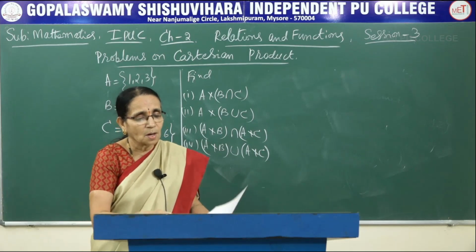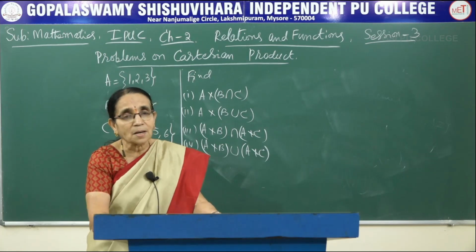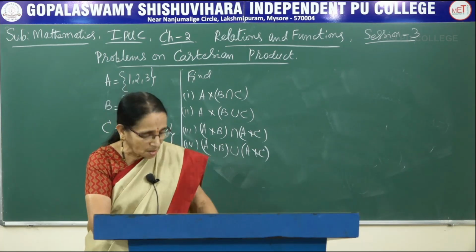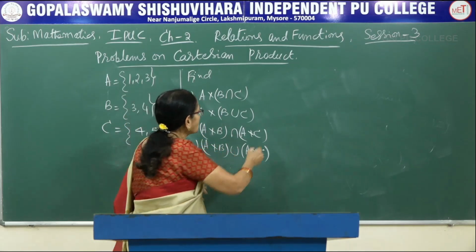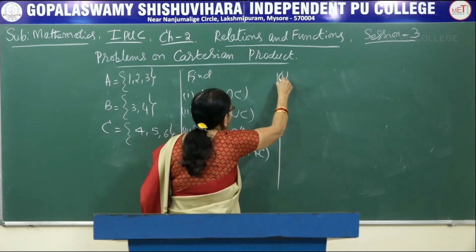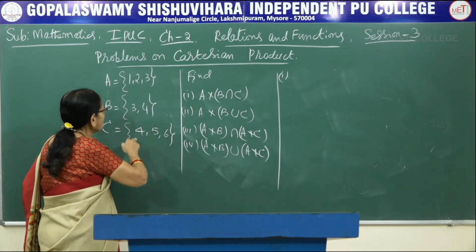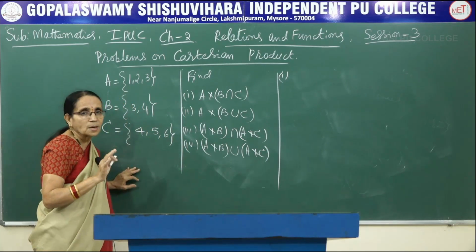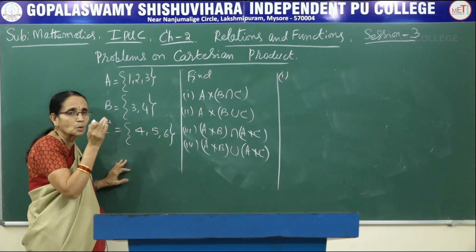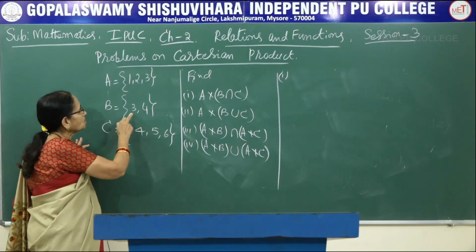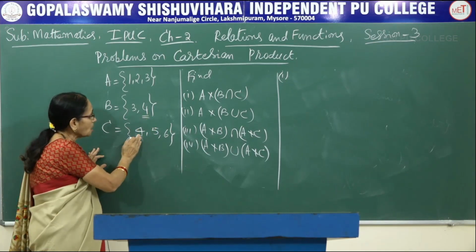It's a direct problem. No need to think anything. It's a direct approach because the data has been given to you directly. One by one, we will do the calculation. First one, A cross B intersection C. Two operations are there. B intersection C, how do you define the intersection of two sets? It contains the common elements. That means it has to be present both in the first set and in the second set. So 3, 4 and 4, 5, 6. What is the common element here? 4 is the common element.